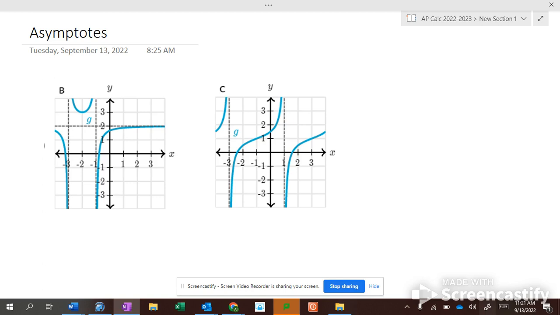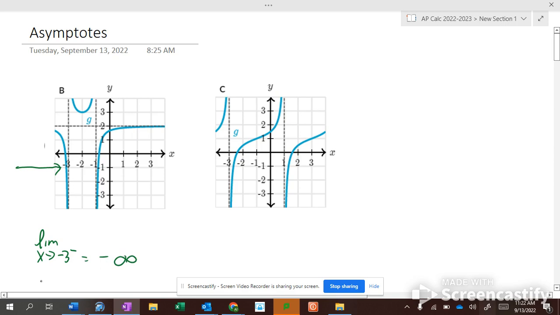Okay, here we go. Asymptotes. What is the limit as x approaches -3 from the left on this first one? As we're approaching -3 from the left, what is the limit? It goes down forever. So the limit as x approaches -3 from the left is -infinity because it goes down forever. Okay?